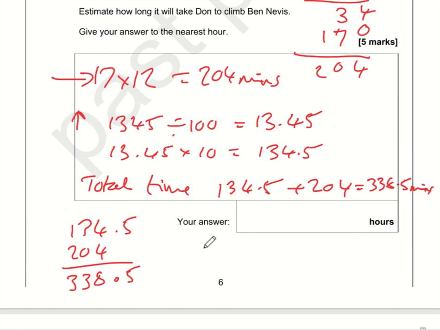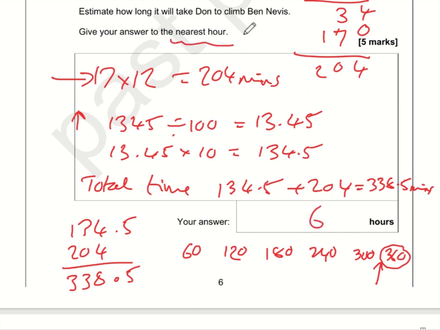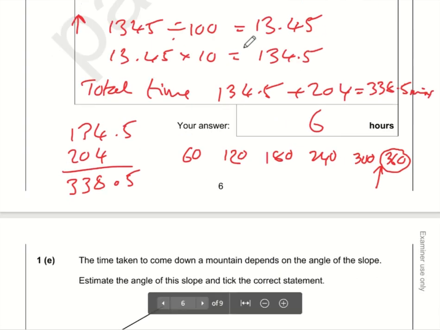So let's just think about this. Let's just build up our 60 times table. So 60, remember the 60 times table is the 6s with a 0 on the end. So 12, 18, 24, 30, 36. So let's just chuck some zeros on the end there. So 338.5 is, is it closer to 300 or 360? It's closer to 360, which is 1, 2, 3, 4, 5, 6 hours. It does say give your answer to the nearest hour, so that is 6 hours.